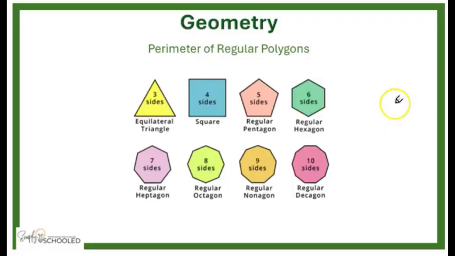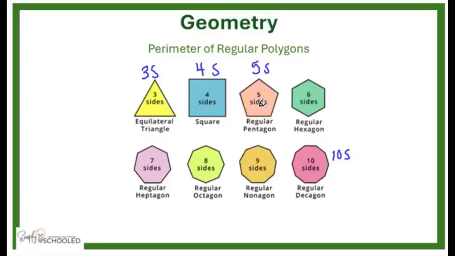Here are some regular polygons, and when you're dealing with a regular polygon, all of the sides are the same. So to find the perimeter of the triangle, it would be 3 times the side. For a square, it would be 4 times the side. For a pentagon, it would be 5 times the side. And so on, clear up to a regular decagon, which would be 10 times the side.